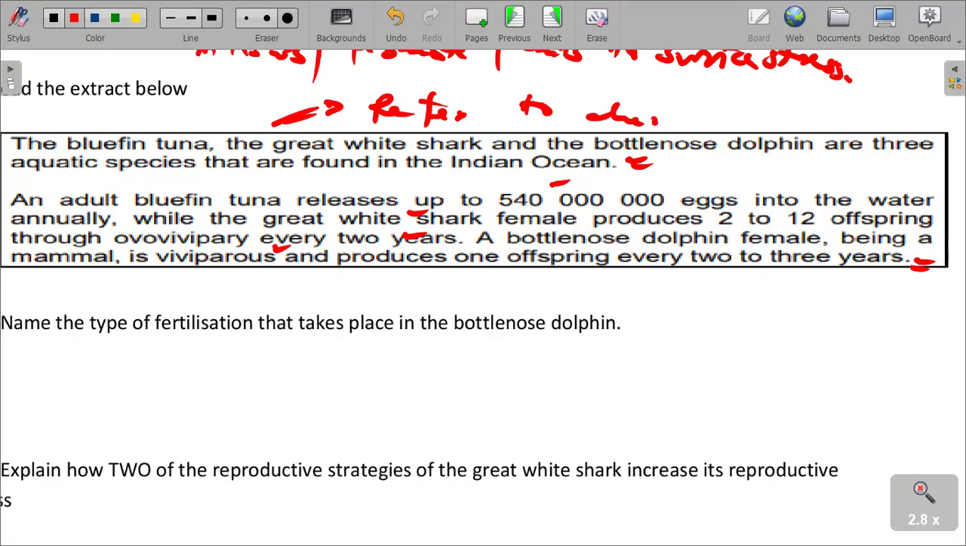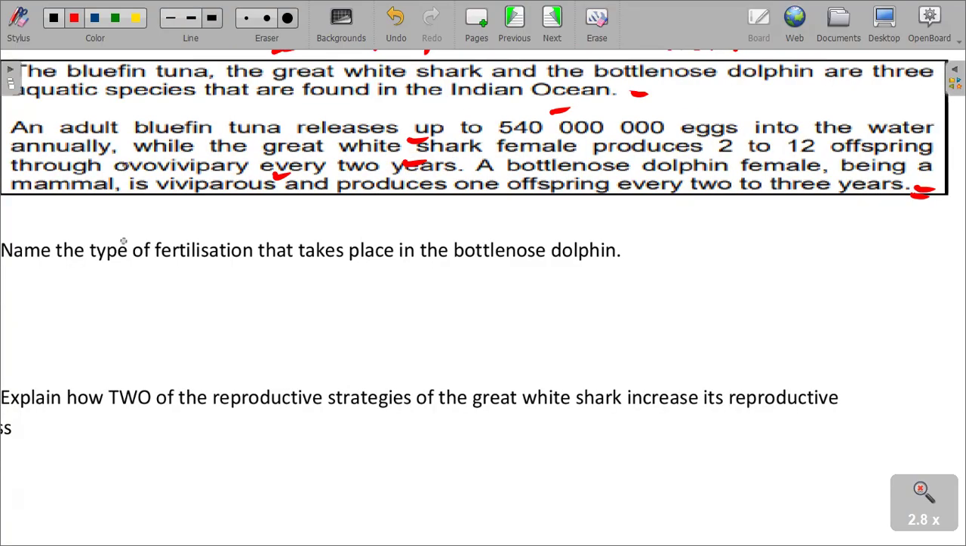Refer to the channel, class, for reproduction in invertebrates. It is well explained. The forms of reproduction include the courtship behavior and all those.